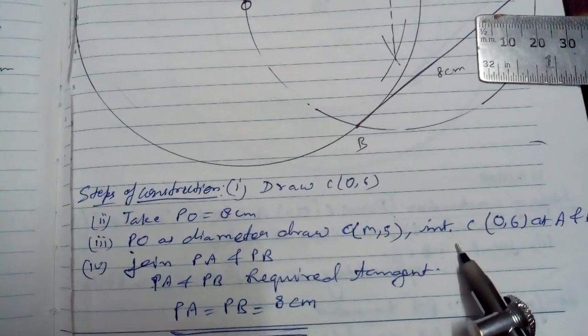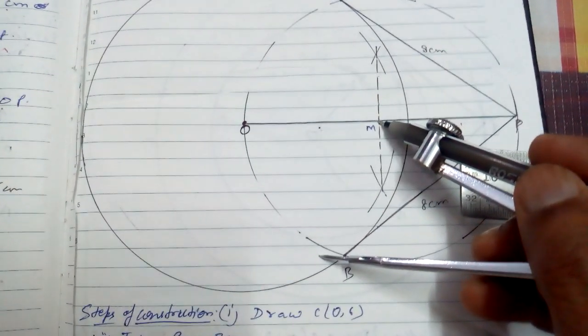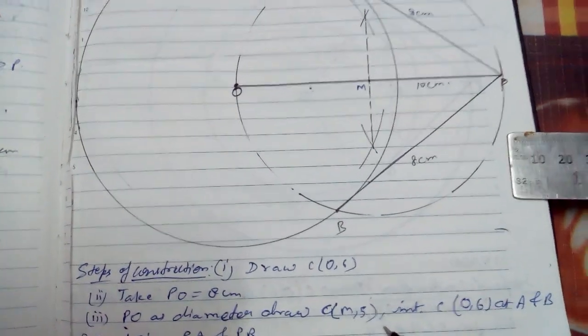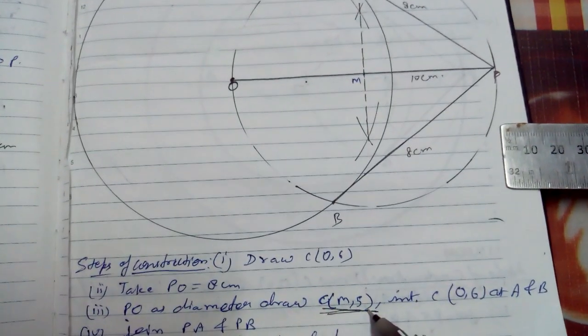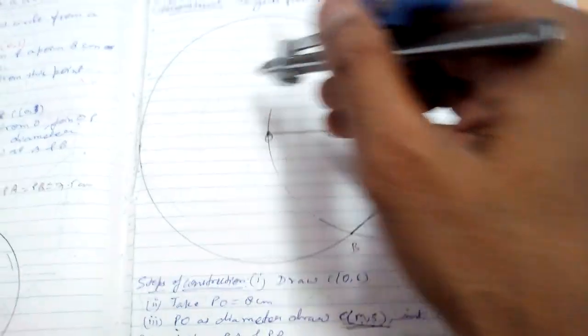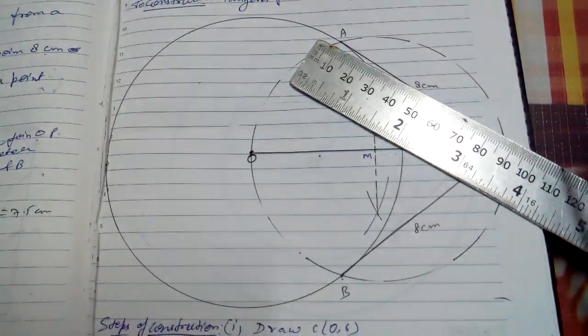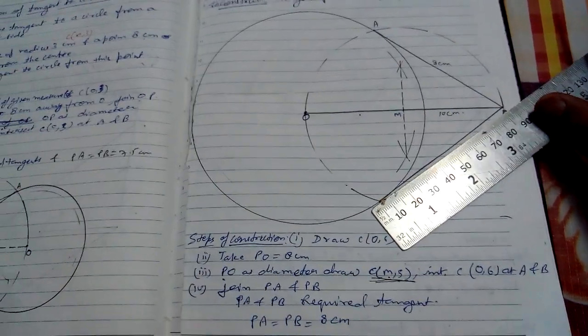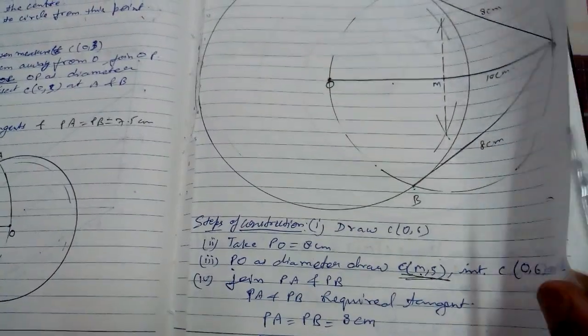Second step I have written here: with PO as a diameter you draw a circle C(M, 5). C(M, 5) means circle of center M and radius 5. Half of 10 is 5. We have drawn a circle of center M radius 5, which intersects the previous circle at A and B. Join PA and PB. It is your required tangent, which is equal to 8 centimeters.